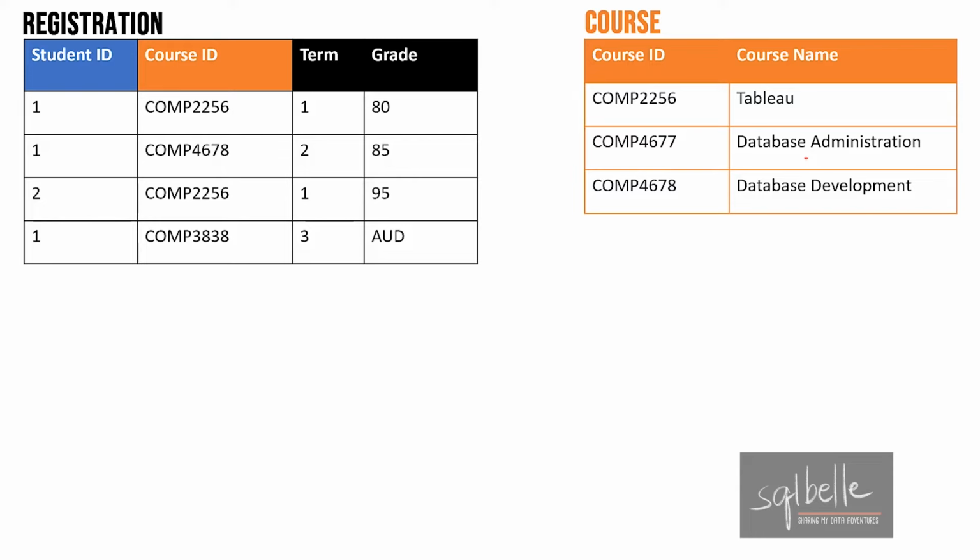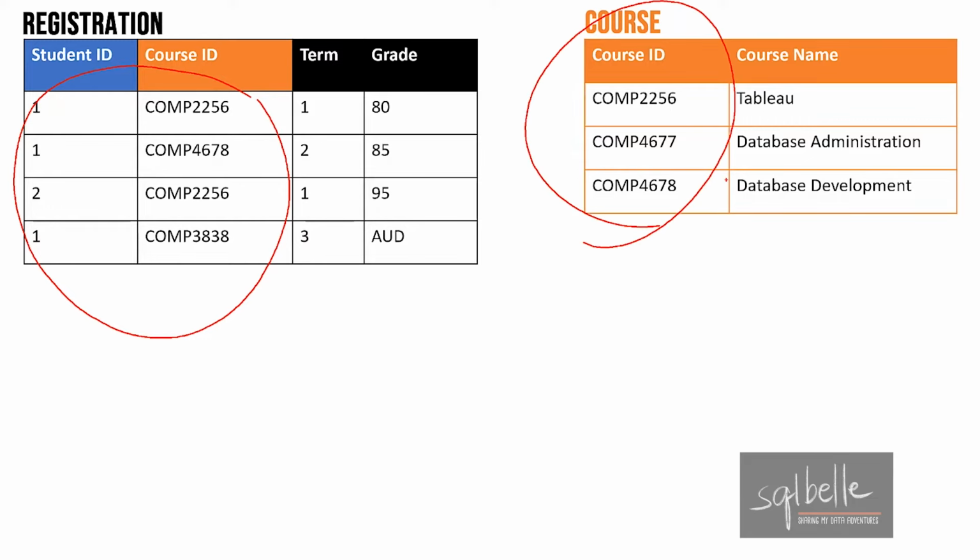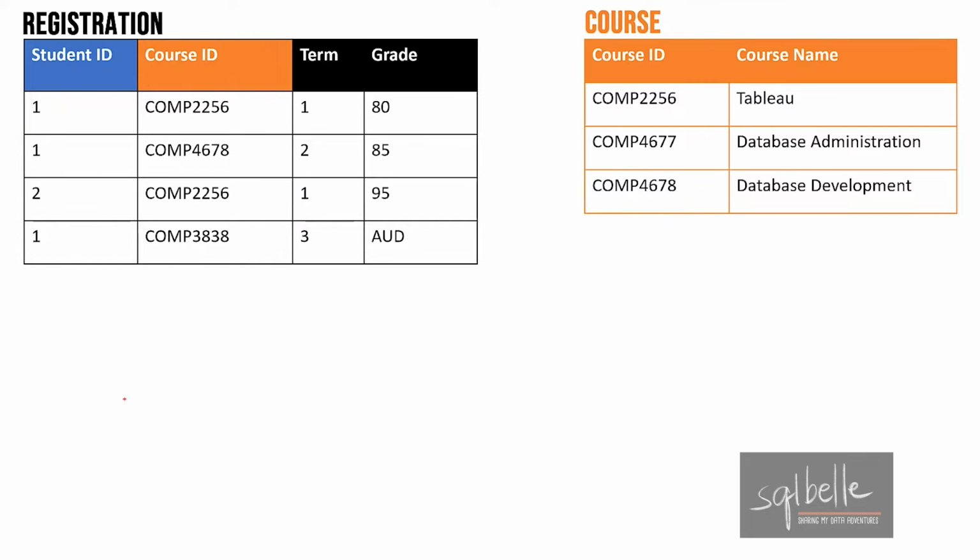In this case, if we were doing a full outer join on these two tables, registration and course, it means that we are going to find all of these records, whether they have corresponding values on the right-hand side, and we're also going to find all these courses, whether you see them in the registration table. Note in here that in registration, we have a course ID comp 3838 that doesn't exist in our course table, and it's going to be preserved in our full outer join.